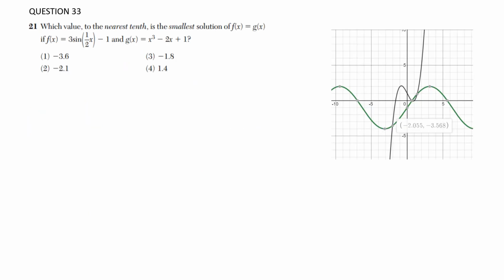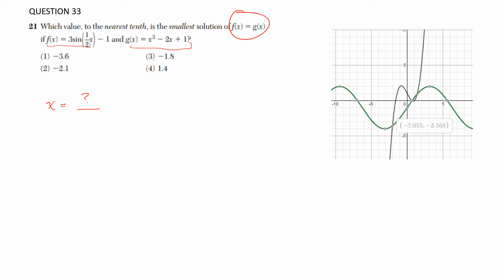All right, which value to the nearest tenth is the smallest solution to f of x equals g of x? They give us both f of x as a function here and g of x. Let's quickly translate what that means so we know what we're looking for. They're basically asking what x should be such that f of x equals g of x. In other words, and this is how I started thinking of it, if you graph them, where would they intersect?